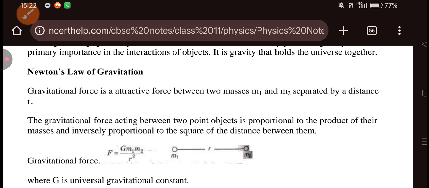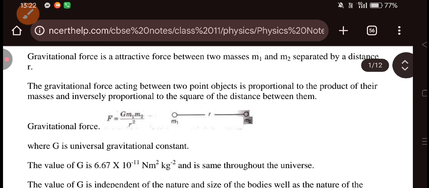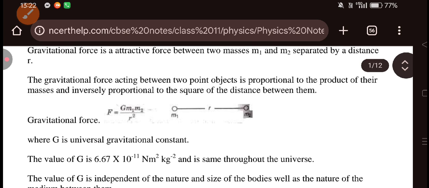So the equation which we get is F is equal to G m1 into m2 upon r square, where G is the universal gravitational constant. It's not a force, but the universal gravitational constant. Remember, this is universal, so the value is fixed. We can't change it at all.